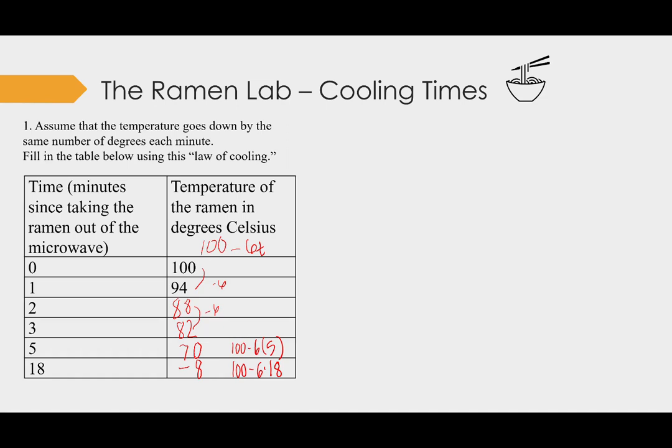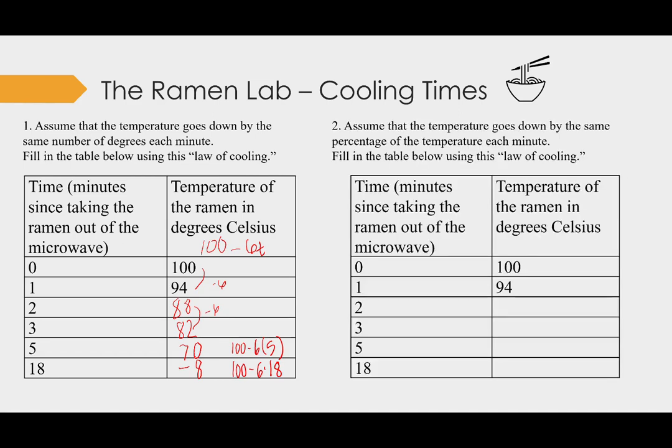But let's think about this in a different way. Let's say instead of just dropping 6 degrees, it's dropping by a certain percentage. This is our second assumption, our second law of cooling. Okay, so we start out with the same first two measurements, 100 and 94, but in this one it says it's going down by a percentage. So it's going down by 6% every time. Not 6 degrees, 6%. And so instead of subtracting 6, we need to figure out what 6% of 94 is, and then take that off.